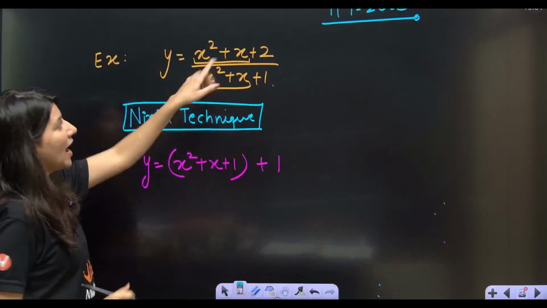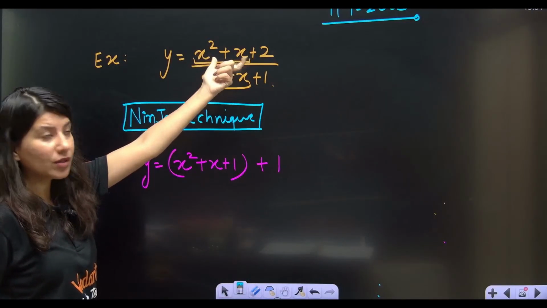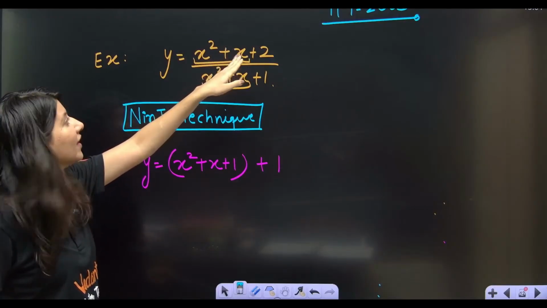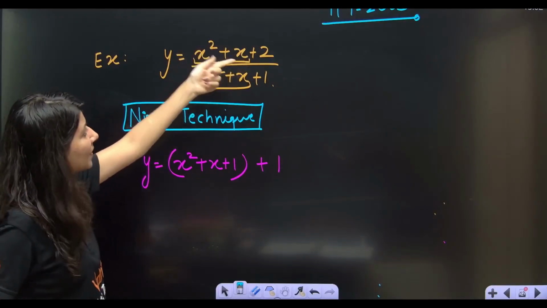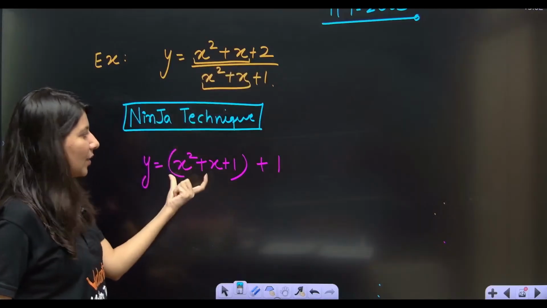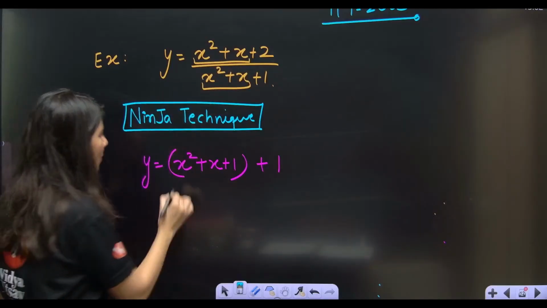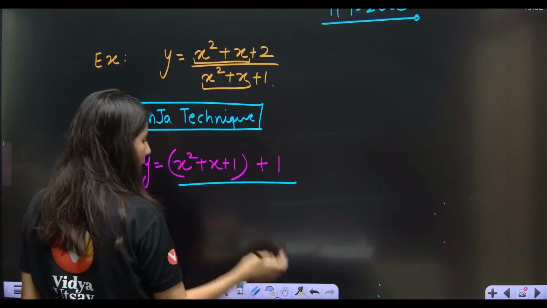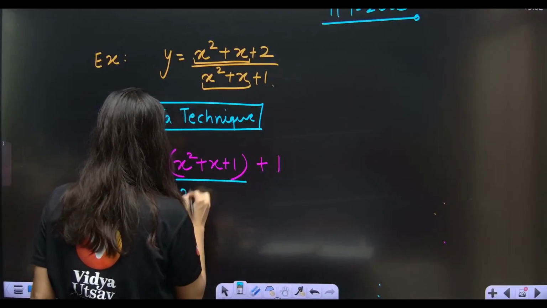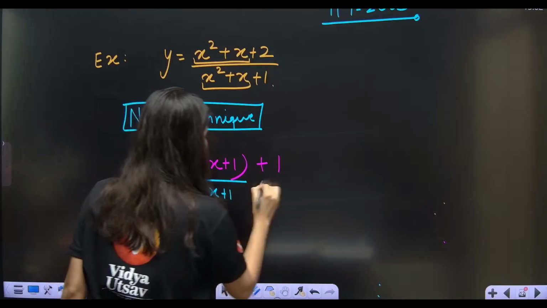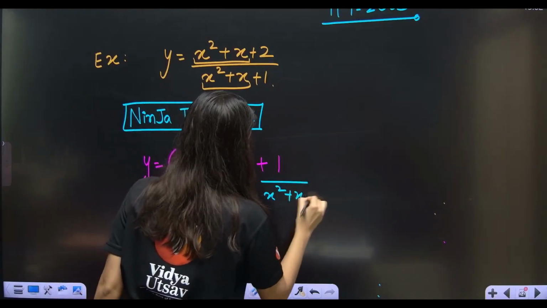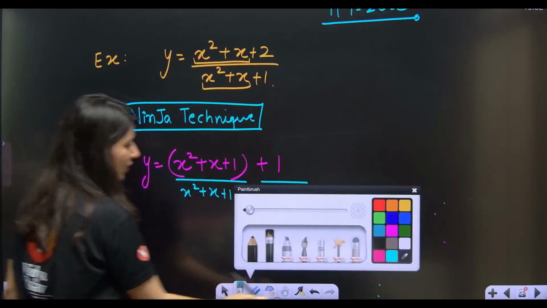Now, I have broken down this x square plus x plus 2 into 2 parts: x square plus x plus 1, which is the same as the denominator. So now it's whole upon x square plus x plus 1, a separation of the denominator. Can I do that? Tell me. Yes, ma'am. We can absolutely do that.